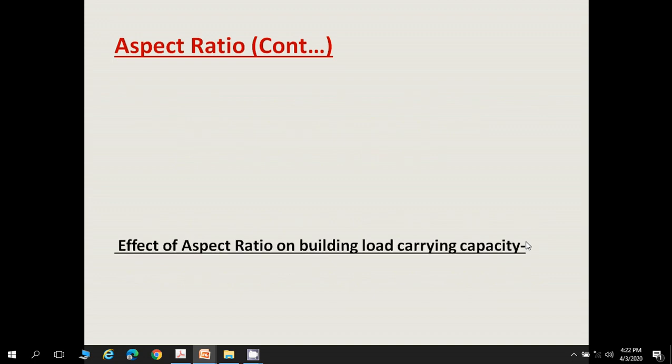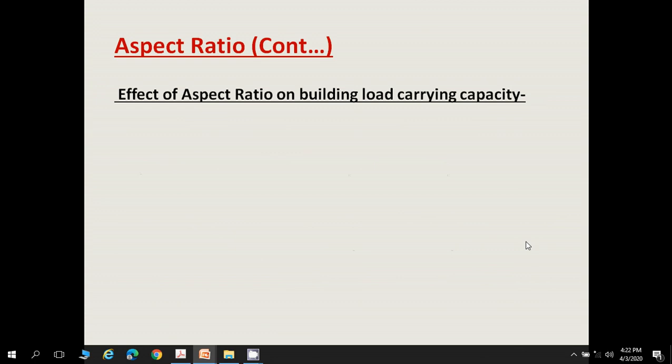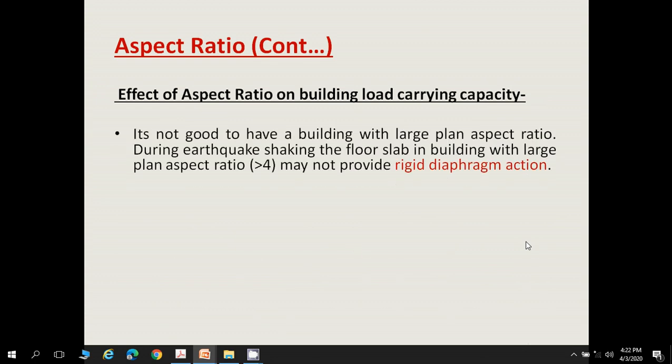Now, why are we going to study the aspect ratio, and how will it affect the building or its load carrying capacity? Here is the definition. It's not good to have a building with a large plan aspect ratio. During earthquake shaking, the floor slab in a building with a large plan aspect ratio, greater than 4, may not provide rigid diaphragm action. So here is a new term, rigid diaphragm action.